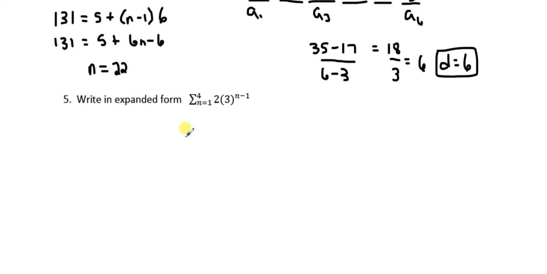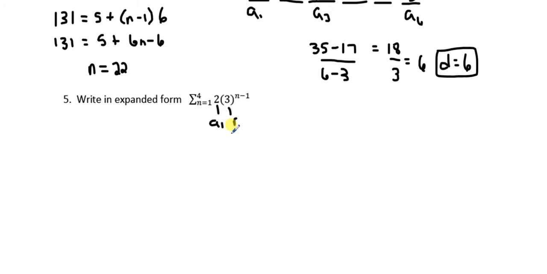All right, write an expanded form. So really what they're asking is, what does this sigma N equals 1 to 4 mean of this geometric sort of sequence? This is going to be your A1. This is going to be your R. So write an expanded form. It means it's a sigma, so it means sum. It means add it all up.